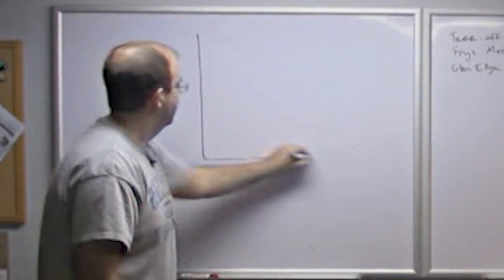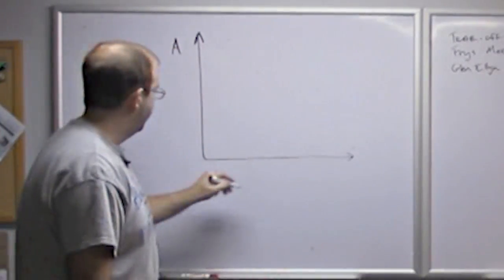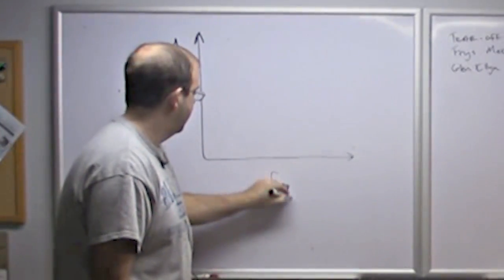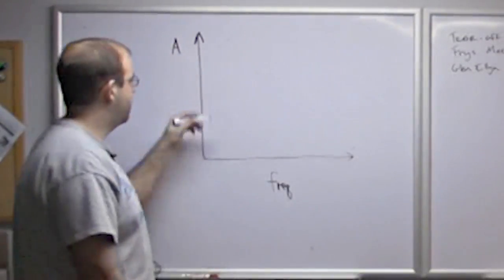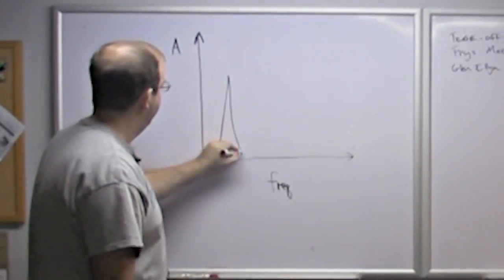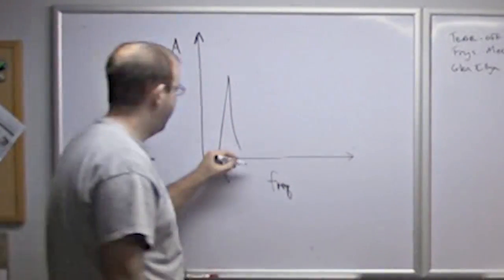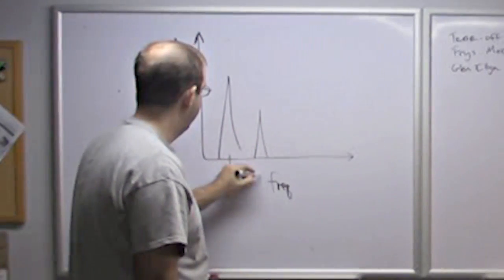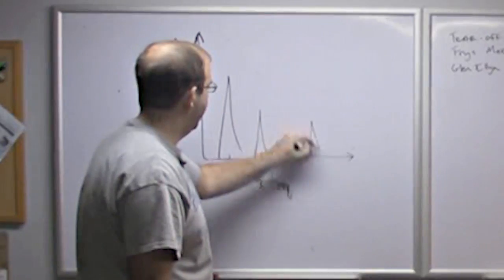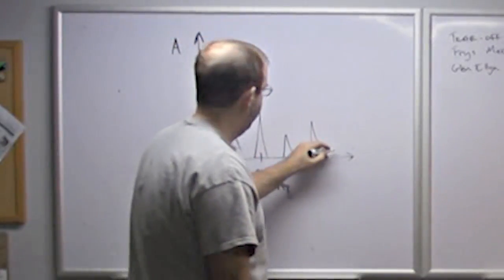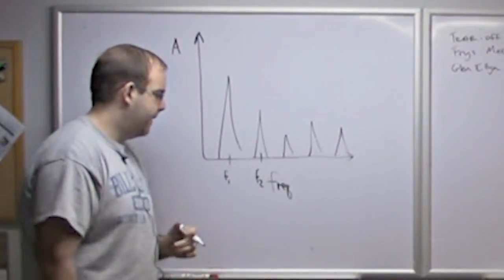So if we look at a graph, this is going to be amplitude, and this is going to be frequency, all right, on the x-axis. We would expect that our first peak would be right around F1, and that our second peak would be right around 2 times F1, which is F2, and that we would have a very regularly repeating or evenly spaced spectrum of peaks. All right.